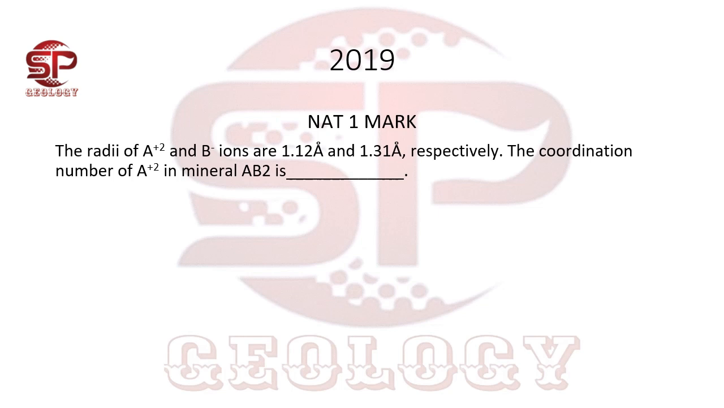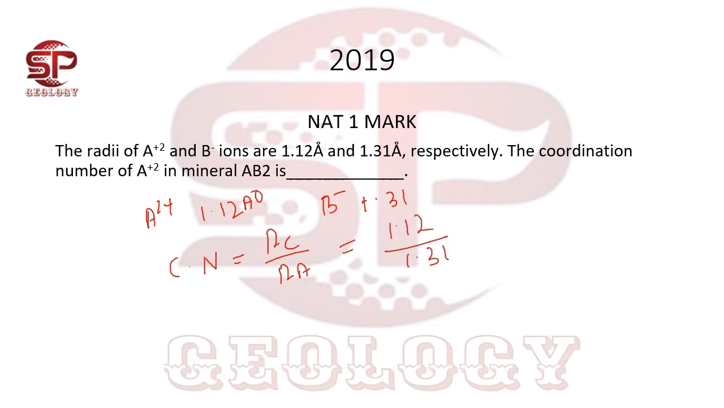The radii of A2 plus and B minus ion are given. As you can see, radius of cation and anion is given. It is 1.12 angstrom, that is radius of A2 plus, that is cation, and anion is given B minus, it is 1.31. So we have to calculate the coordination number. So coordination number is equal to radius of cation by radius of anion. So radius of cation is 1.12, radius of anion is 1.31.